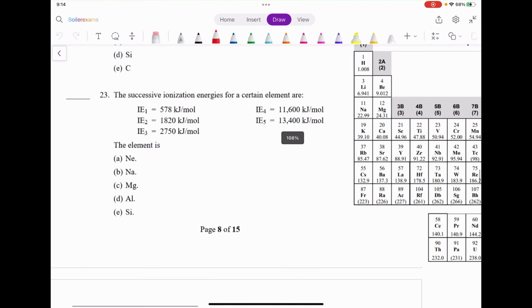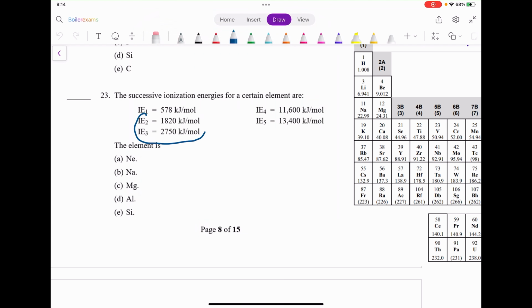23. The successive ionization energies for a certain element are 578 for the first electron, and then we have a huge jump to the second electron at 1820, a smaller jump to the third electron at 2750, and then another massive jump to electrons number 4 and 5. Okay. So these two seem to be grouped together, and so do these two. So I'm going to predict those two are in their own orbitals respectively.